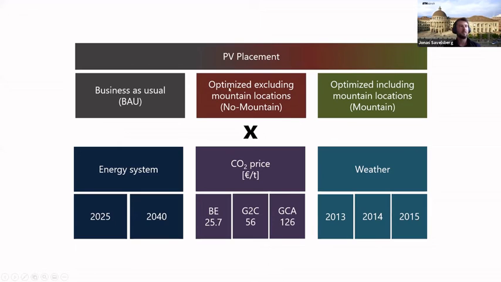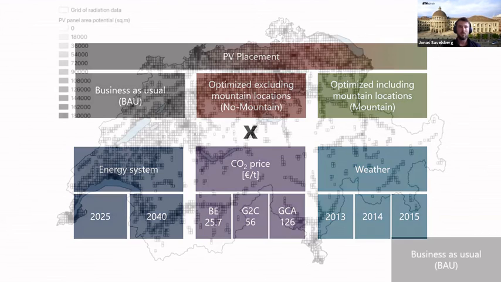And we combine these three PV placement scenarios with scenarios on the future development of the energy system based on energy trend assumptions for Europe. We combine this with different levels of CO2 prices. And also, to check for yearly variation in solar PV generation, we look at different weather years. So this is the underlying general logic. Full disclosure, we have not calculated all cross combinations here, but just included some of these as a bit of a sensitivity check.